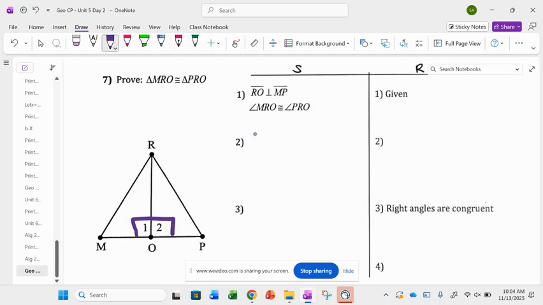So in step number 2, I have to write that they are right angles. So I'm going to say angle 1 and angle 2 are right angles. And what part of the given told us that they were right angles, Jack? You got it. It was the perpendicular part. So we're going to say def of perpendicular.